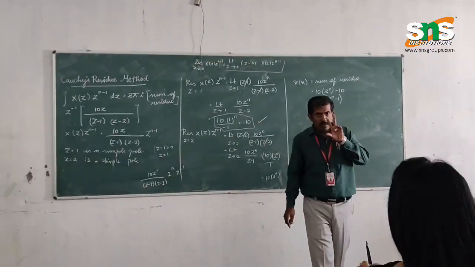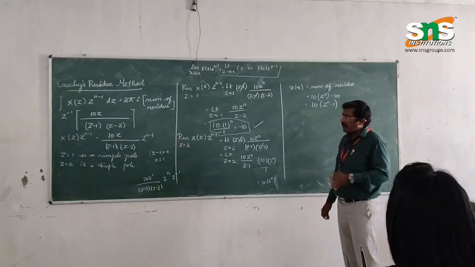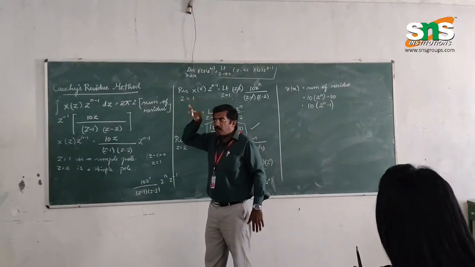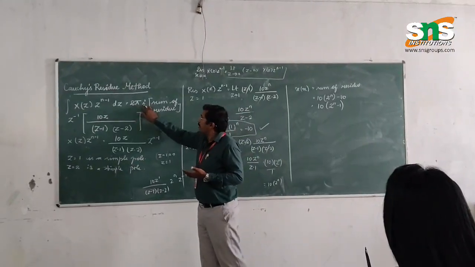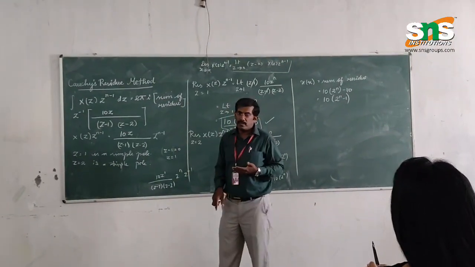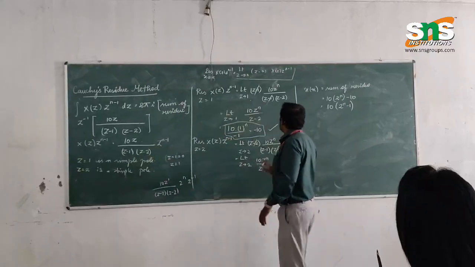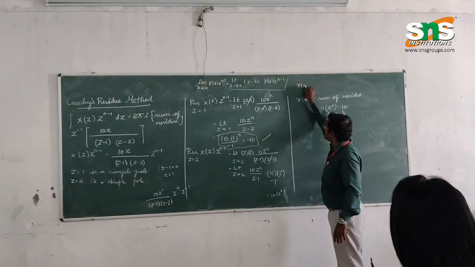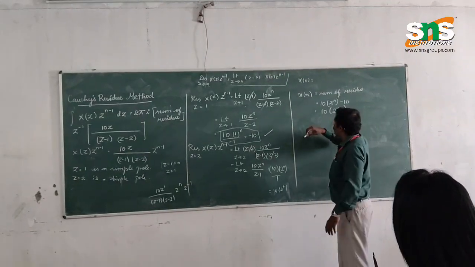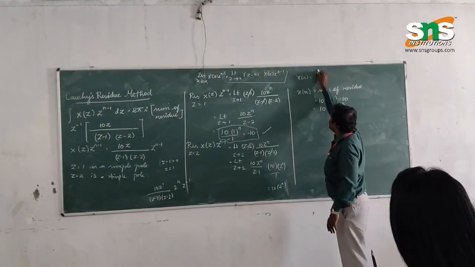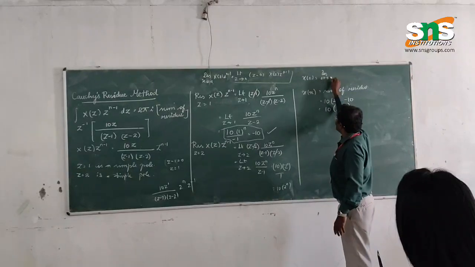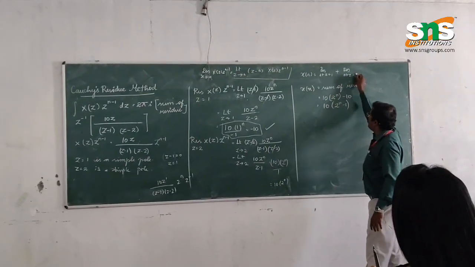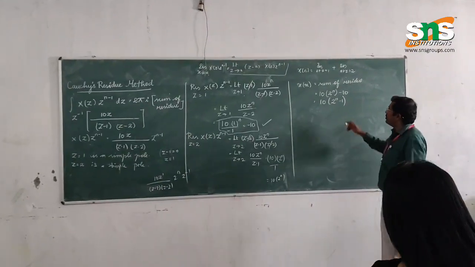Now you have 2 residues since you had 2 poles here. After finding all these residues, you have to substitute in the formula. What is the formula here? 2 pi i into the sum of residues. X of n is nothing but the sum of residues. So I am adding residue at Z equal to 1 plus residue at Z equal to 2. I am adding these two.